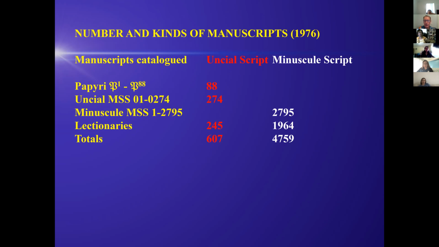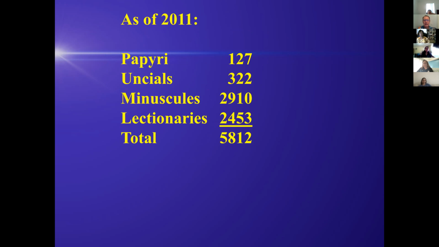Now, those numbers have changed over the years as manuscripts have been added. As of 2011, there were 127 papyri, 322 uncials, 2,910 minuscules, 2,453 lectionaries, and then a total of 5,812. Now, as of February 2021, that total number had become 5,916. So they are continuing to add more manuscripts as time goes by.